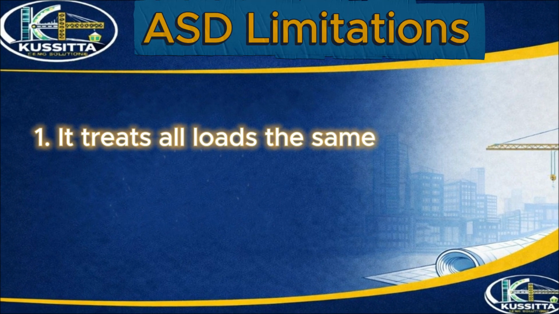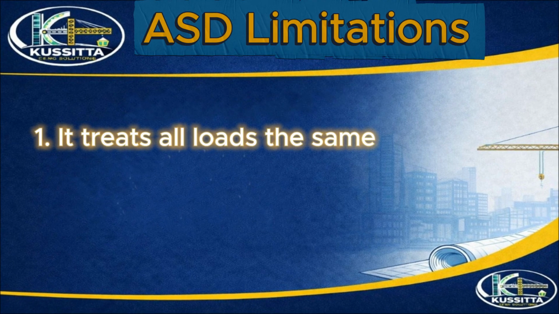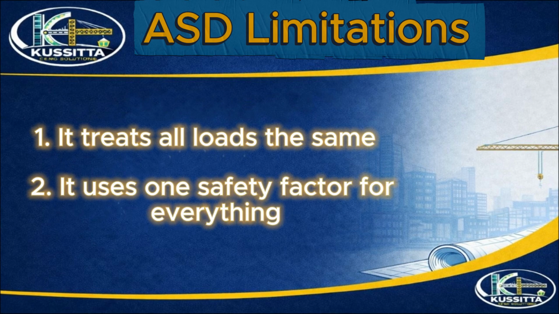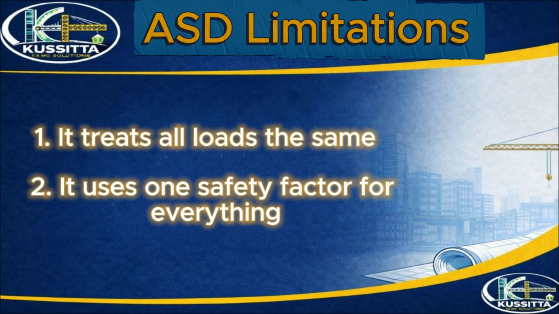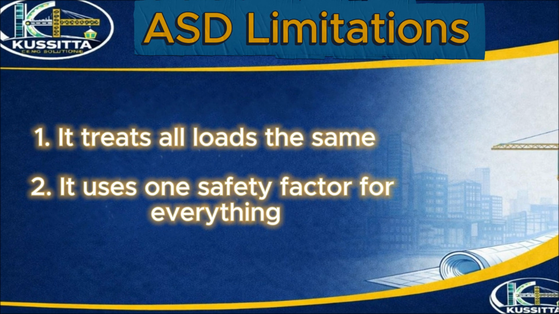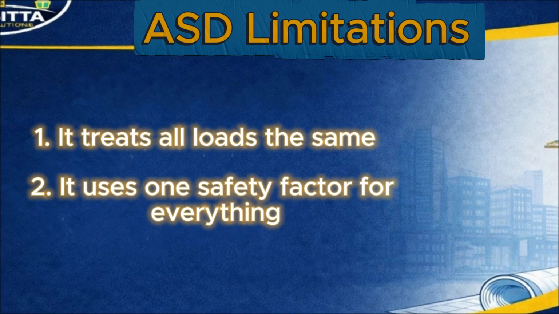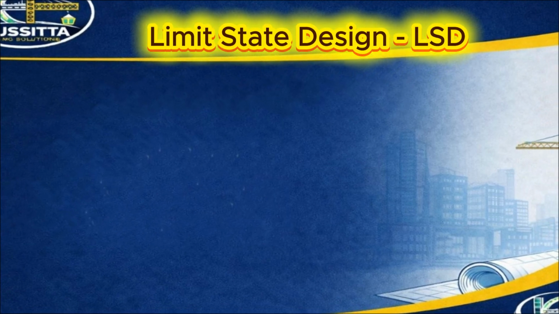First, loads are uncertain. Dead load is predictable, while live load is not. Wind and earthquake loads are highly variable, but ASD treats all loads the same. Second, materials behave differently. Steel is ductile, while concrete is brittle in tension. Yet ASD uses one safety factor for everything. This is where limit state design comes in.